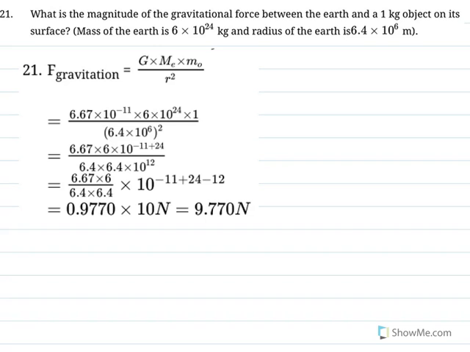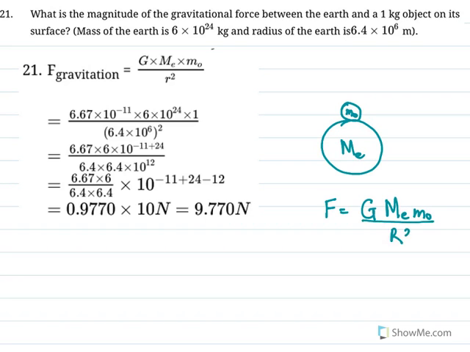What is the magnitude of gravitational force between the earth and a 1 kg object on it? Mass of the earth is given, radius of the earth also is given. So here we have the earth with its mass, say m, and we have another object with its mass. This is mass of the earth, this is mass of the object, and we need to find the force. So formula F equal to G, mass of earth, mass of object, over r square.